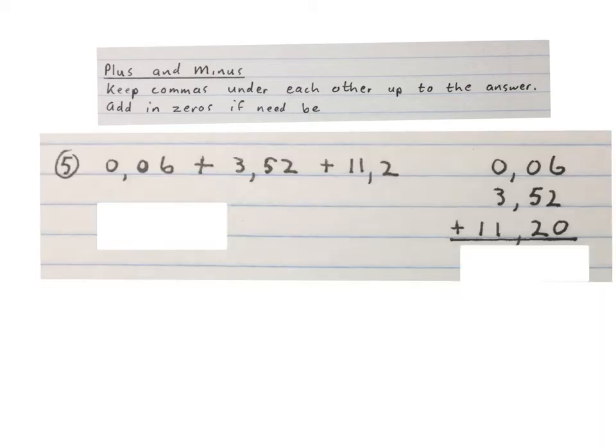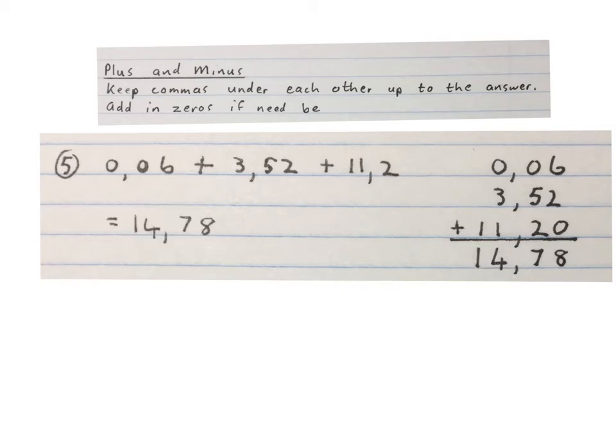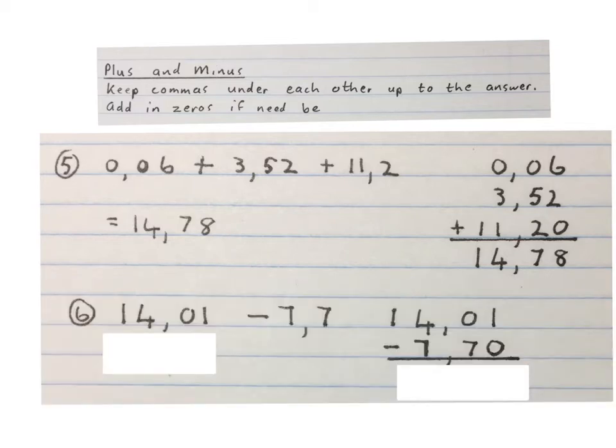Just remember, if they give you more numbers, it's no different. You put them underneath each other, keep the commas underneath each other, put a comma in your answer underneath of them, then do normal addition. 6 and 2 is 8, 5 and 2 is 7, and so on. Final answer, 14.78.